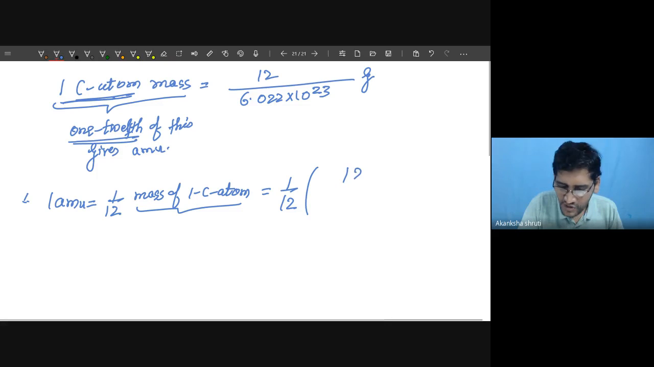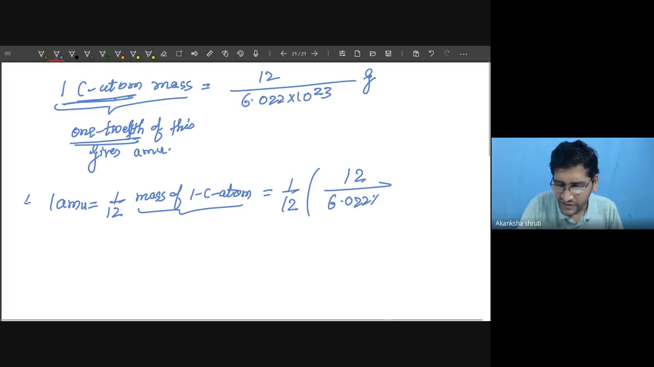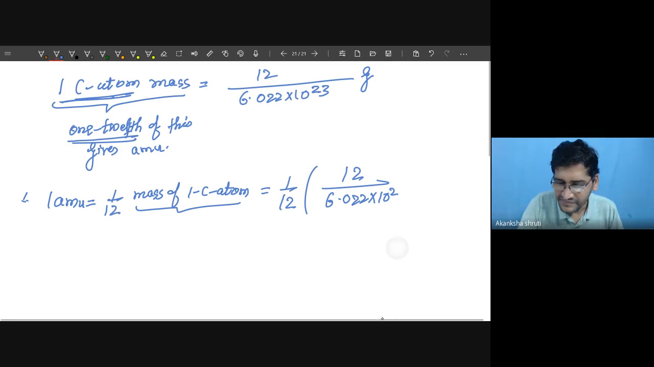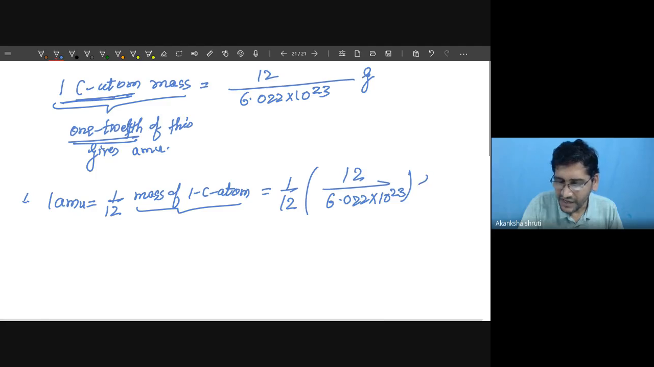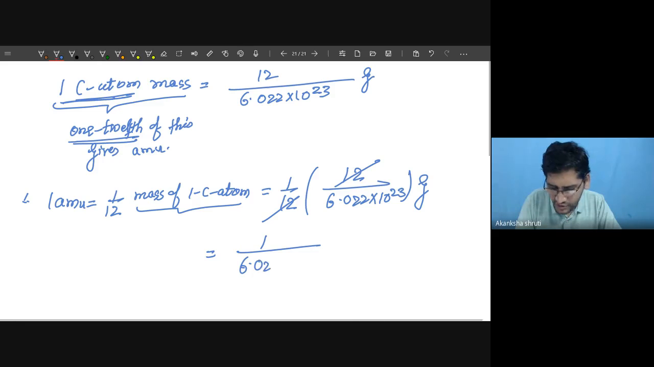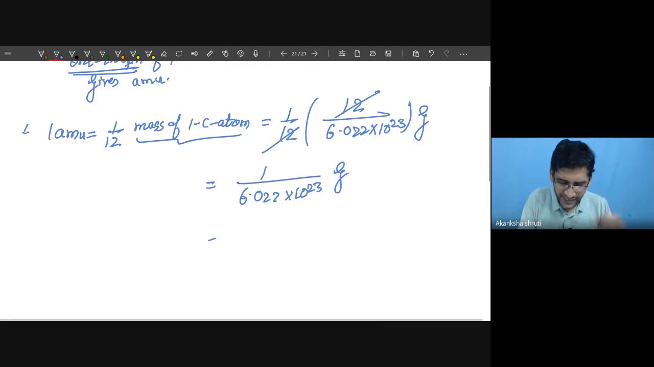So it is 12 divided by 6.022 into 10 to the power 23 gram. Here we observe the 12 in the denominator and the 12 in the numerator get cancelled. So it simply becomes 1 by 6.022 into 10 to the power 23 gram. To solve this, you have to go for dividing it.